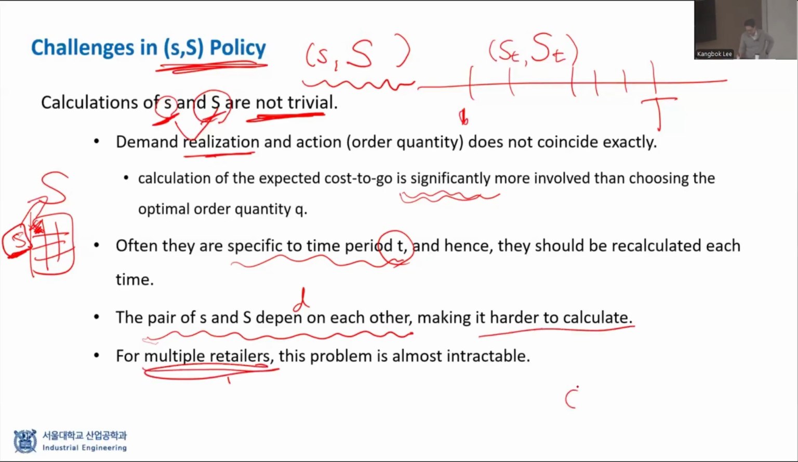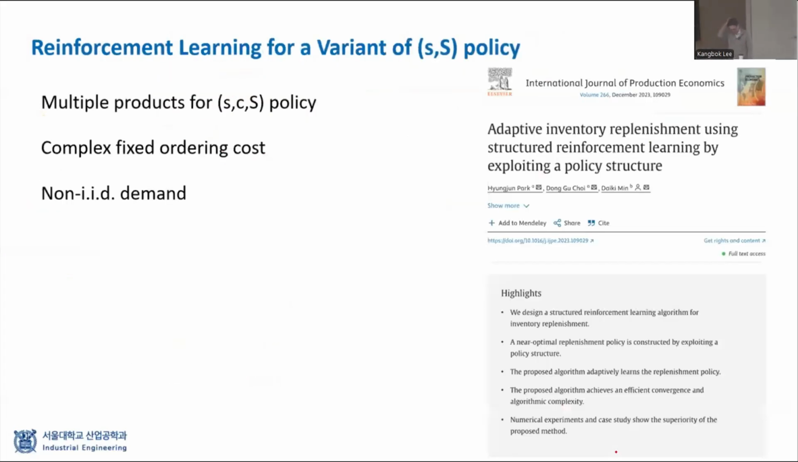If you happen to have multiple retailers, with each s and S for retailer 1, s and S for retailer 2, and so on, then this keeps getting more and more complicated. So this is not an easy problem at this moment, even if you know the structure.